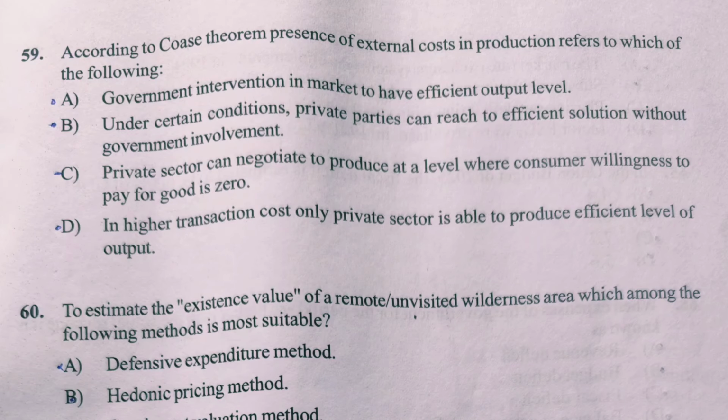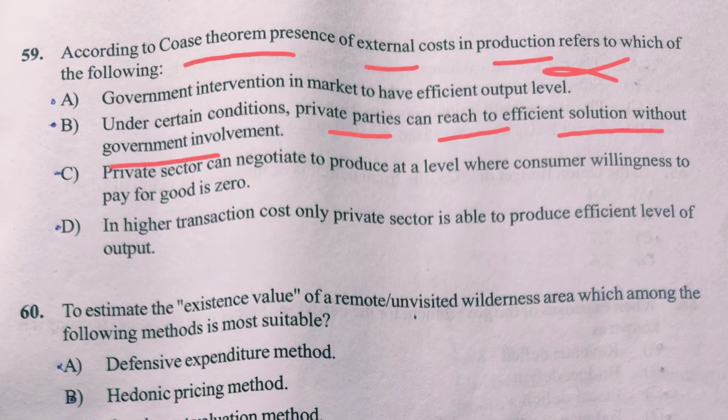Next question is, according to the Coase theorem, presence of external costs in production refers to which of the following? Government intervention in the market to have, no, so it is incorrect. Under certain conditions, private parties can reach an efficient solution without government intervention when transaction costs are low. We know that very thing. So B option should be correct here.